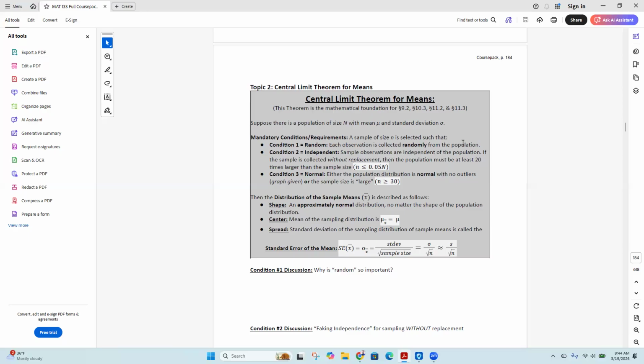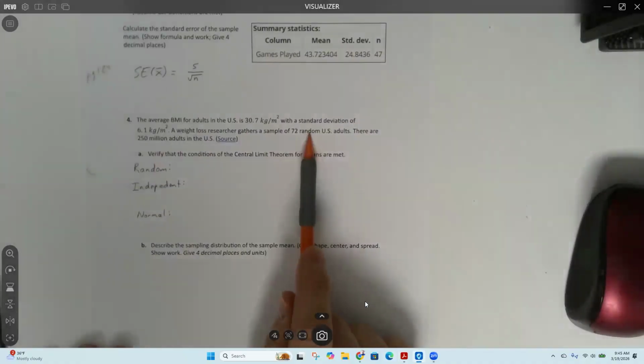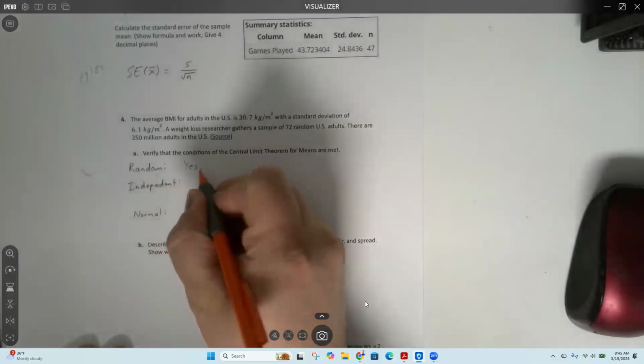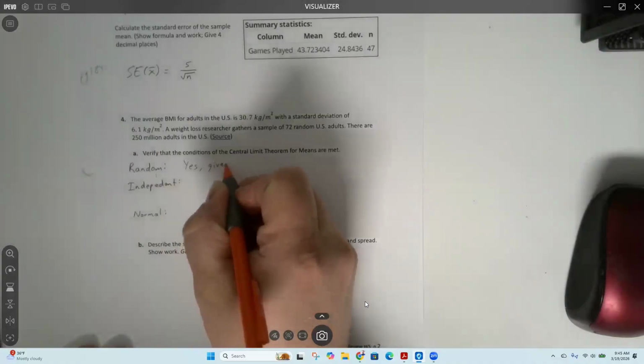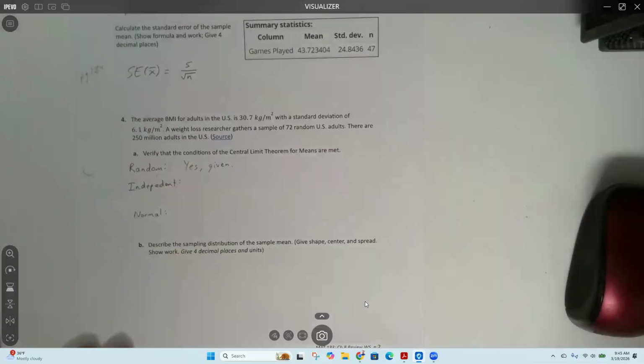Now for our class, random is going to be the easiest one to check. You basically just have to make sure that the word random is somewhere in the wording of the question. So we say yes, it's given. It's right there. Found it. Okay. That's all I have to do for our class.